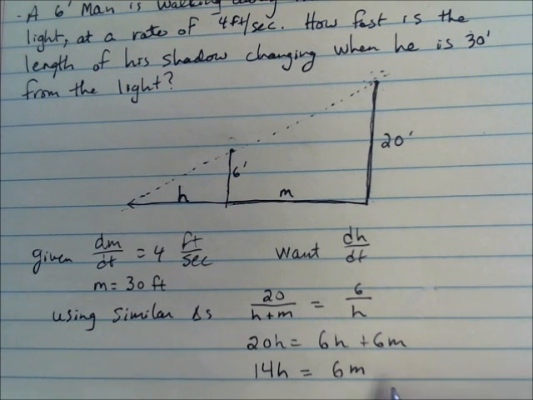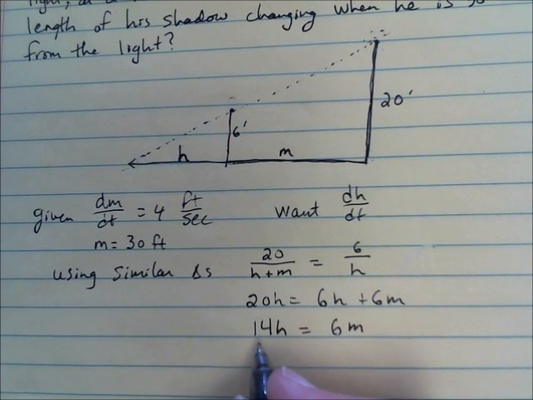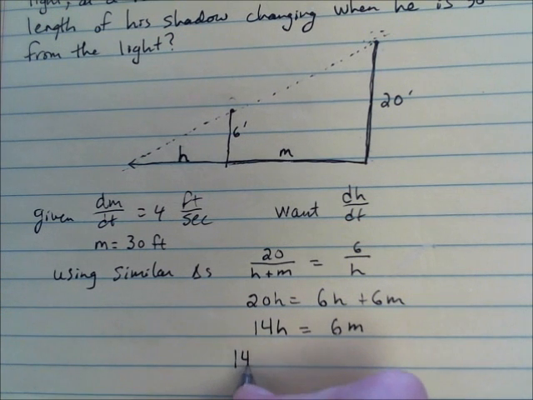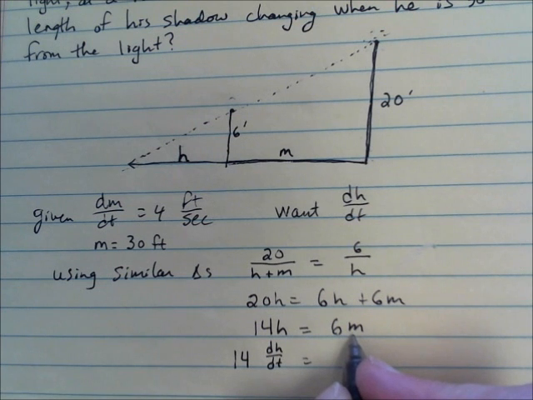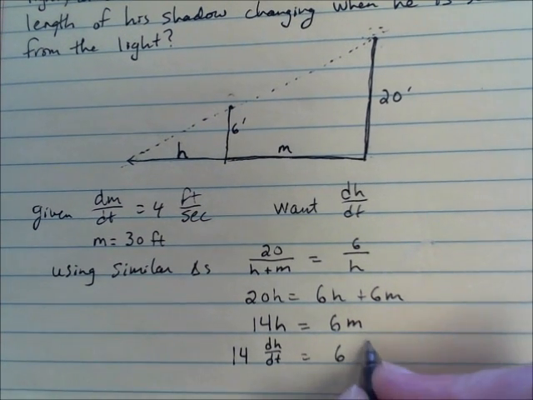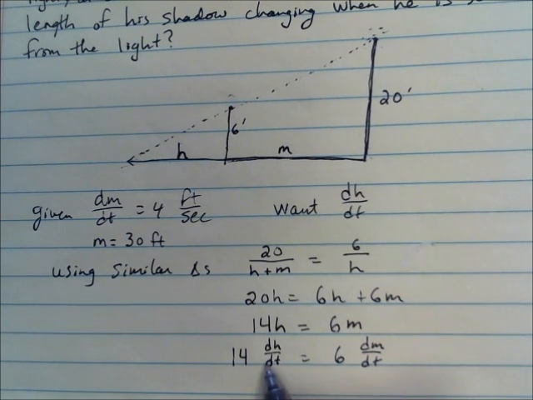And right now, if we wanted to take the derivative, this is pretty easy, and we can start plugging in numbers. So the derivative of 14h is just 14 dh/dt, and the derivative of 6m is just 6 dm/dt. And we want dh/dt, so that'll be our variable. And we're given dm/dt, and it looks like it really doesn't matter that the m value is 30 feet.